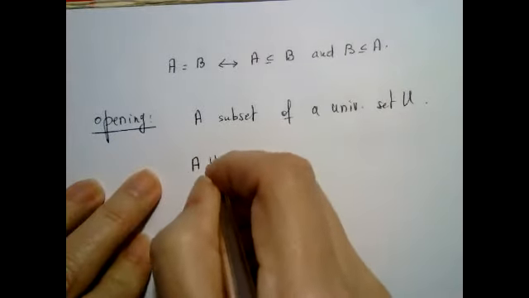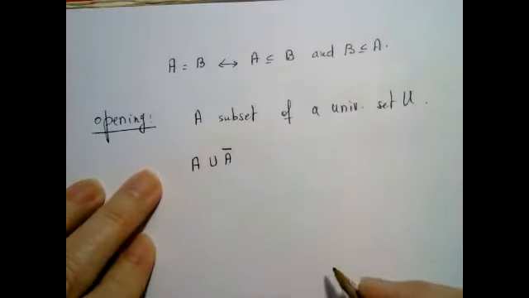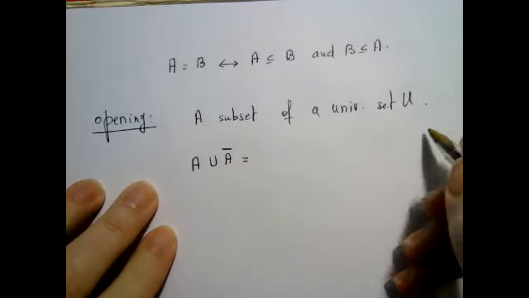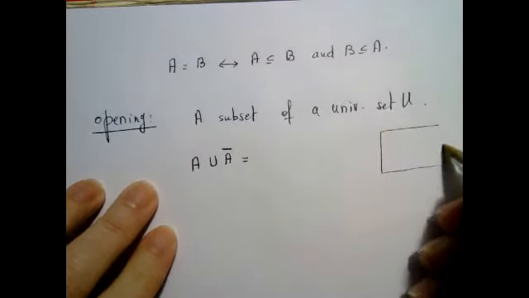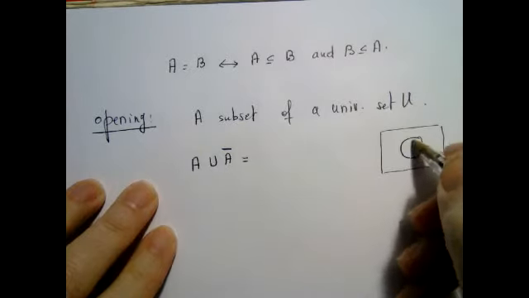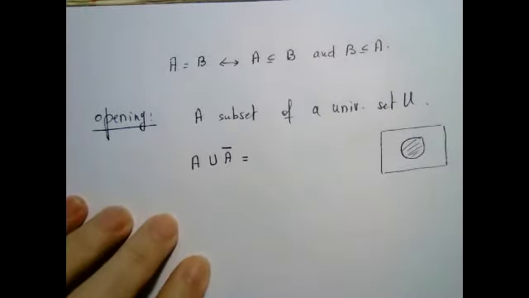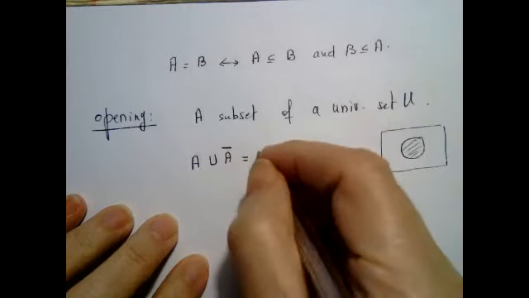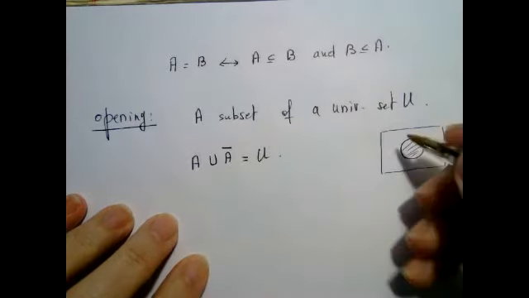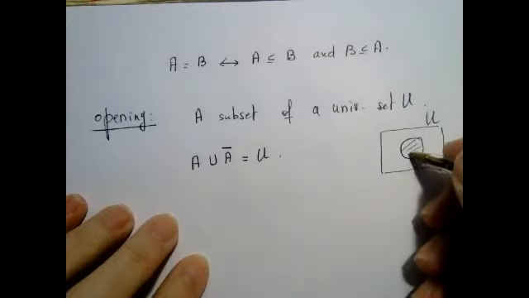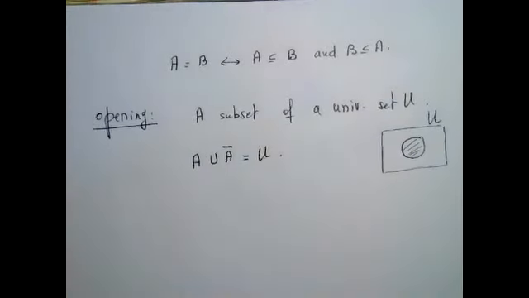If I take A union the complement, what should I get? It's in my set A. If I take it union the complement, what should I get? Quickly, I want answers. Did you get the universal set? We get the universal set. Okay, so if this is A, that's my universe. A union A complement is the universal set U.